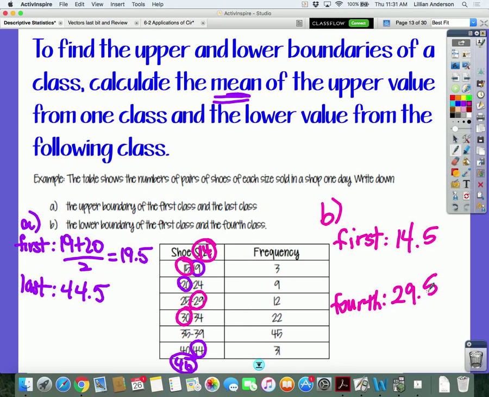Wait, so why do you use 15, 14? For the first one? Because you were looking for the lower boundary, that means you're going to take the lower bound of the first class and then the upper bound of the previous class. Because you're looking for that particular boundary for that class.